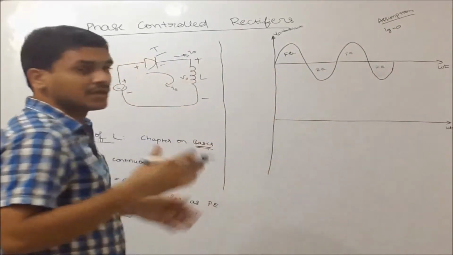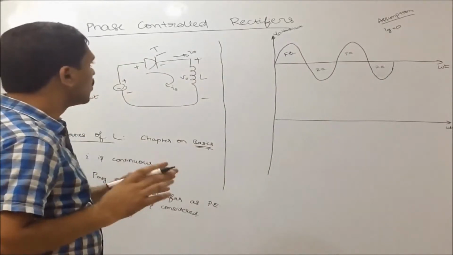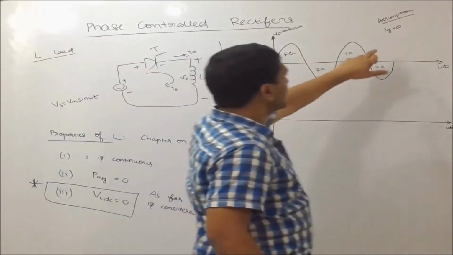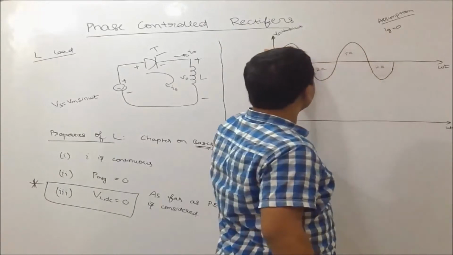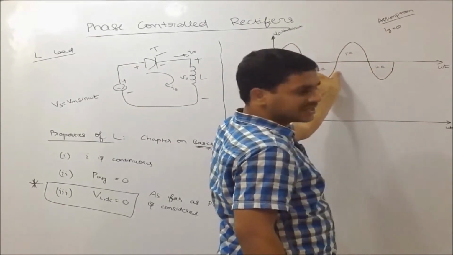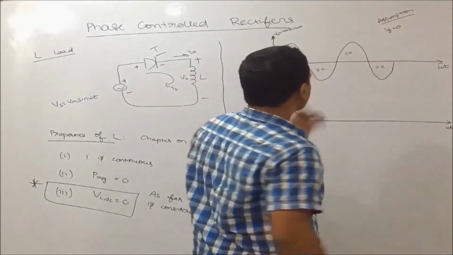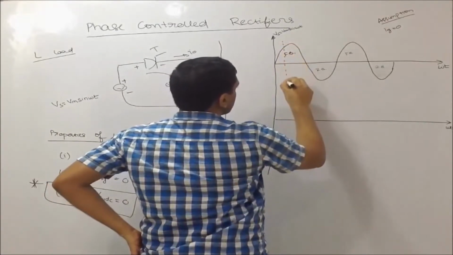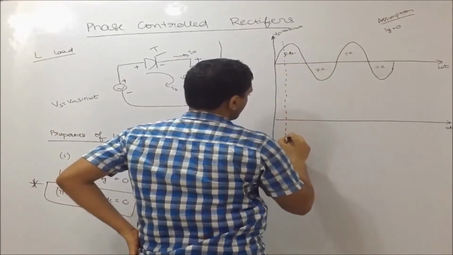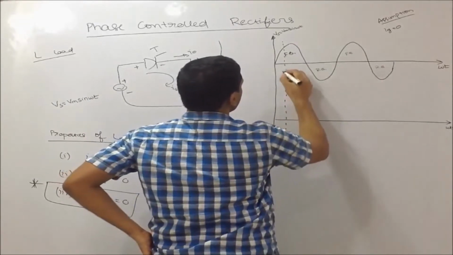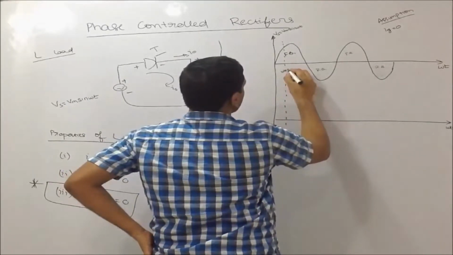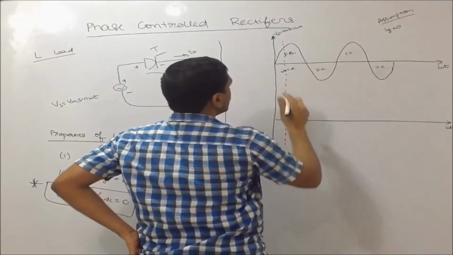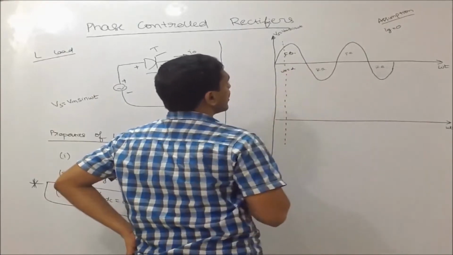We are coming from the starting point. Now, IC can be given when my thyristor is forward biased. Here I cannot give the IC. Here I can give. Let us suppose I have given IC somewhere here. This corresponds to omega t equal to alpha.